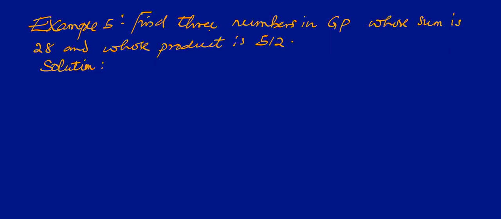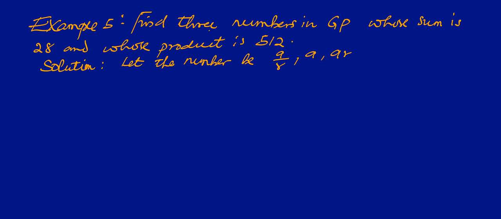So let the numbers be A over R, A and AR. Whenever you are given this kind of problem, you use this instead of using A, AR and AR squared, because that will take you a lot of time to arrive at the solution. So it's advisable to use this simple one to get to the answer faster.